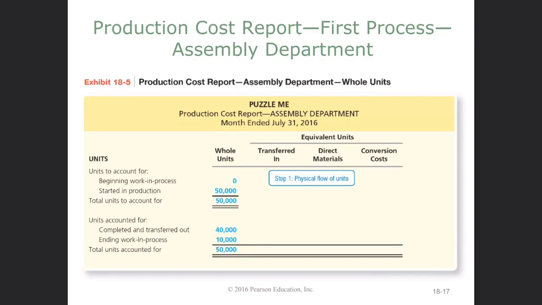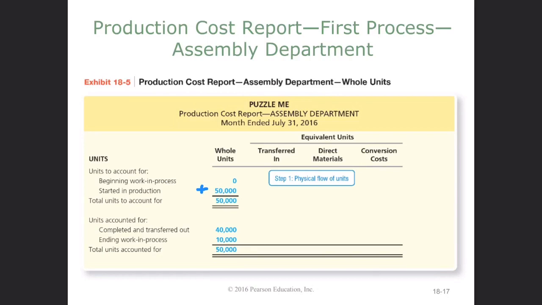Here we're looking at units to account for. They're telling us that in the beginning we had 0, and then in production we had 50,000. So the total number to account for is 50,000. So if you had a question that said, what are the total units to account for? How would you solve that? You would add. So you would take whatever your beginning work in process is plus your started in production, and that's going to give you your total units to account for. And we know that because 0 plus 50,000 equals 50,000.